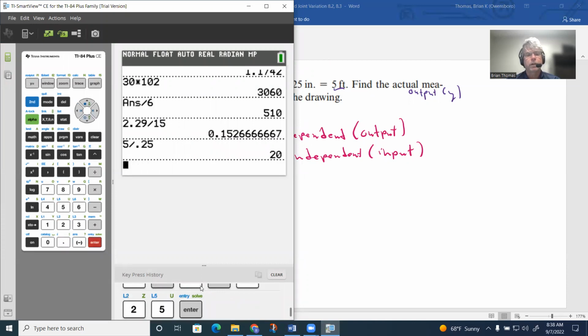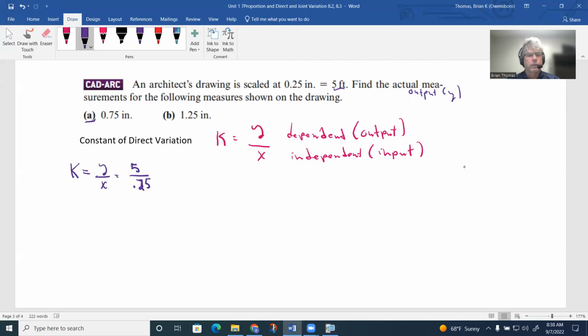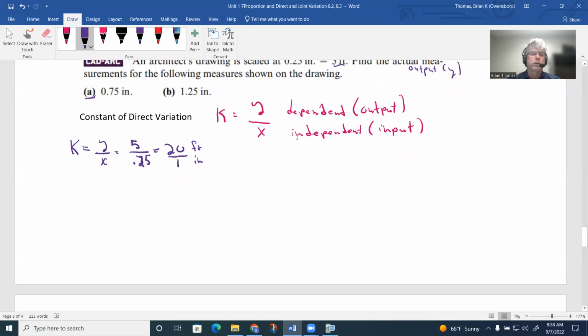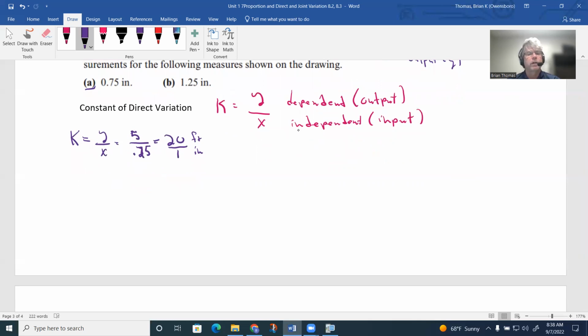So it's going to be 20. Basically, it's like 20 per 1, if you will. So it's going to be 20 feet per 1 inch, if I look at that as a ratio. And that makes sense, because 0.25 is like a quarter of an inch. If you multiply by 4, that would be 1 inch. If you multiply that 5 by 4, that would be 20 feet. So that kind of makes sense there. That's the constant of variation.